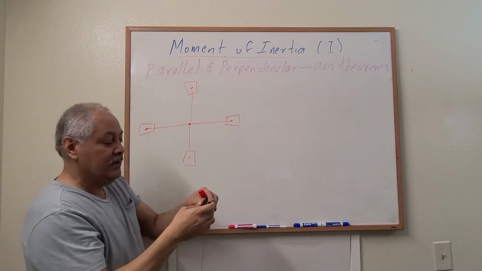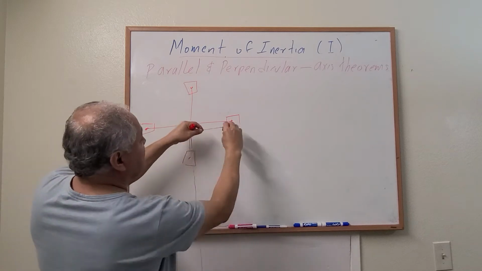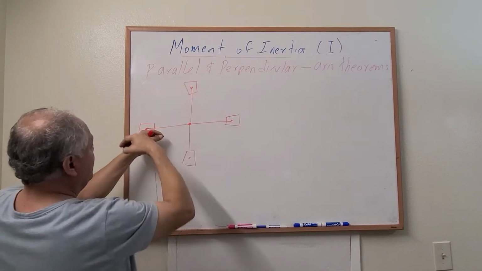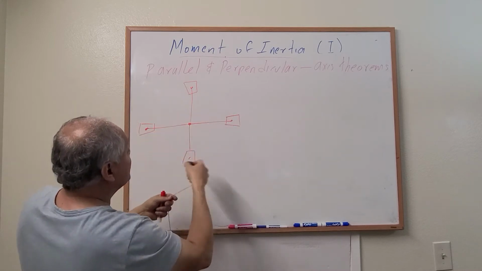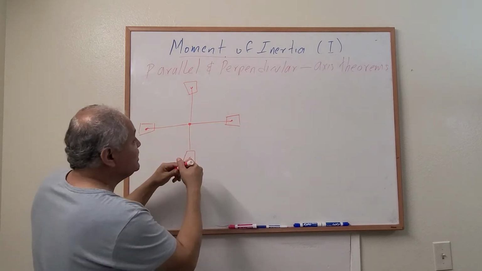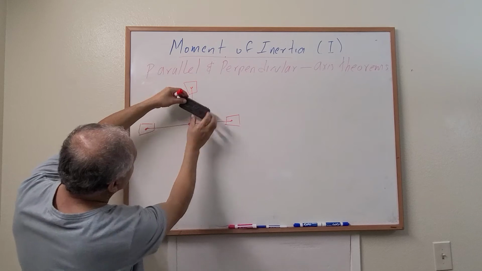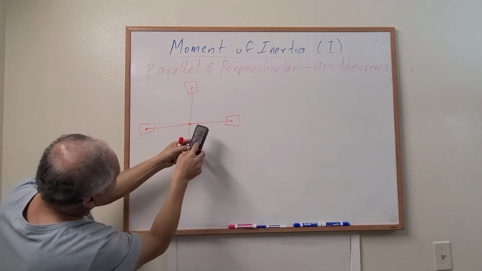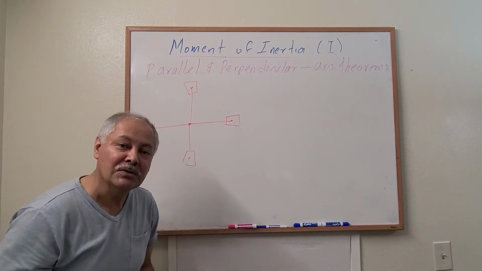Imagine this is the object right here. This is the stopper, imagine. So this instant is right here, and then it's right here, and right here. But at the same time, the object rotates about its own central mass, in this way. It's rotating through its central mass. So we have two types of rotations, correct?